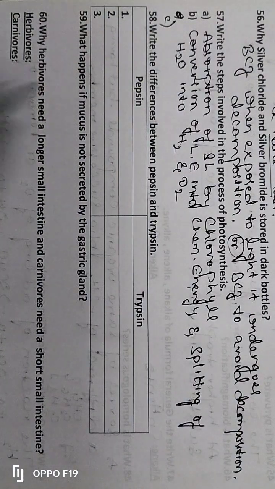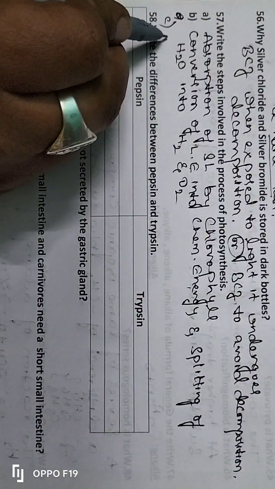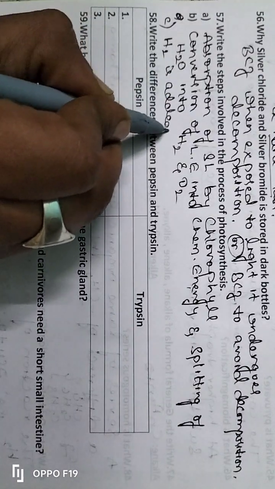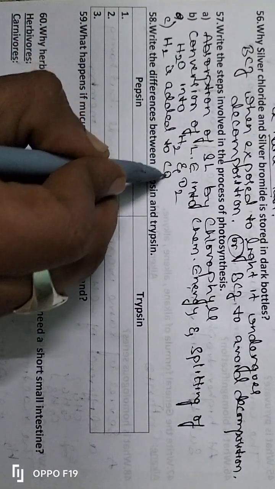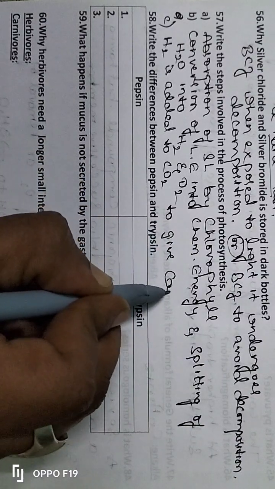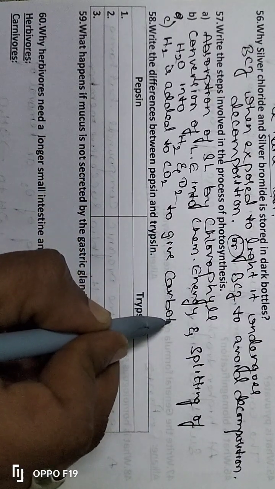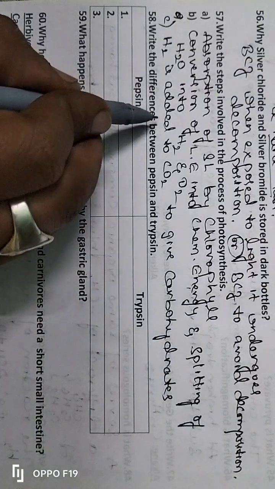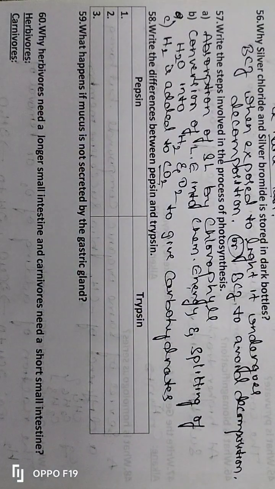And the last step is that hydrogen is added to carbon dioxide to give carbohydrates. What is the third and last step? Hydrogen is added to carbon dioxide to give carbohydrates. So these are the three steps involved in the process of photosynthesis.